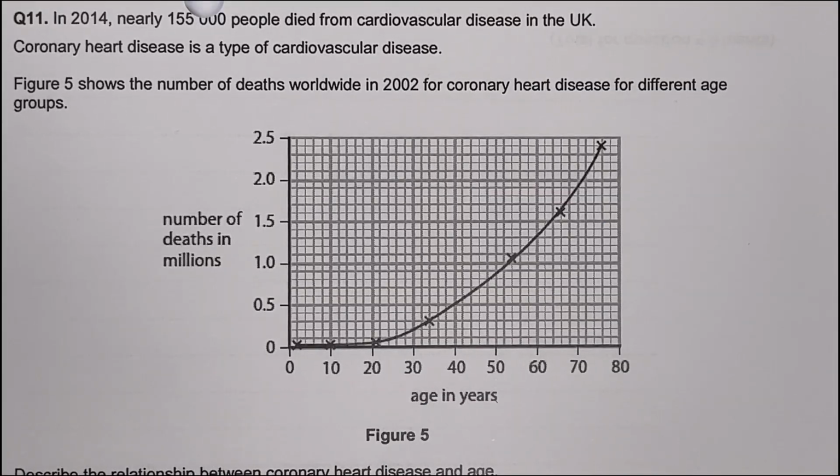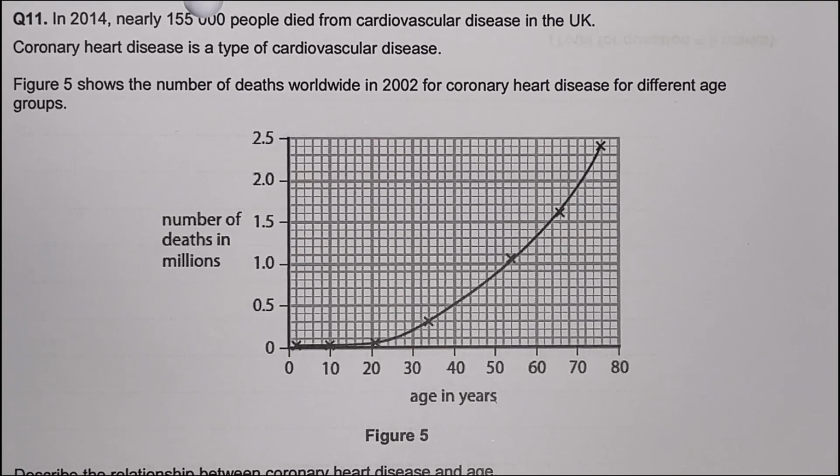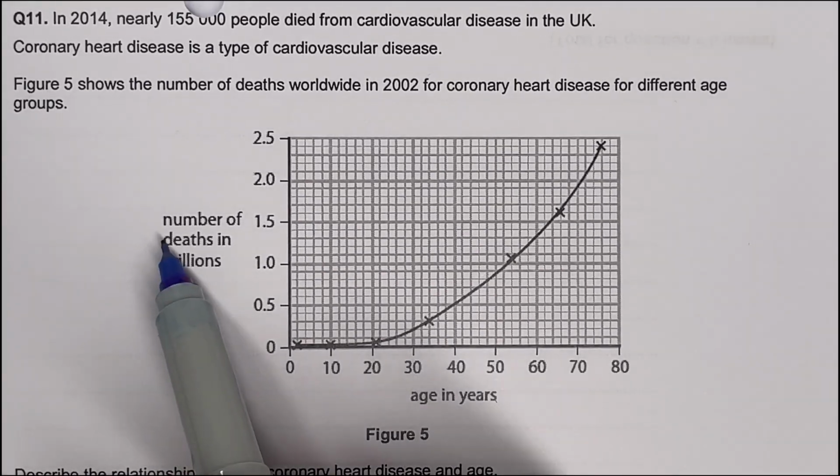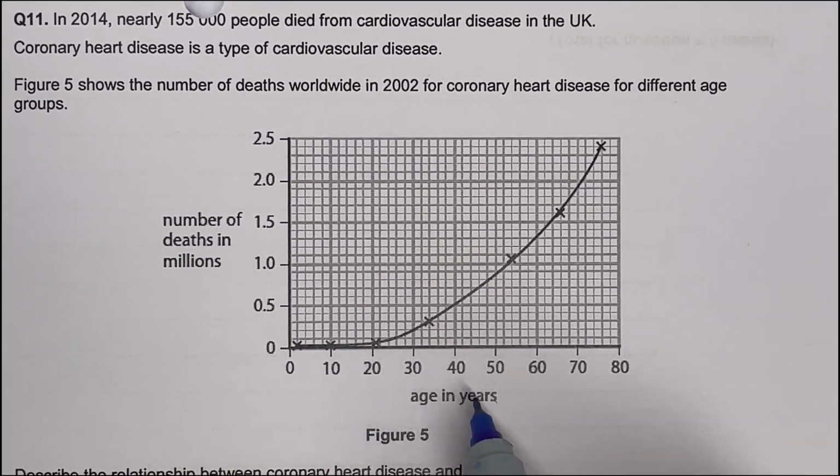In 2014, 155,000 people died from cardiovascular disease in the UK. Coronary heart disease is a type of cardiovascular disease. Figure 5. So this graph shows the number of deaths worldwide in 2002 for coronary heart disease for different age group. So from the graph, before I even look at the question, I'm looking at the graph. Number of deaths in millions. Okay, so the graph, age in years.